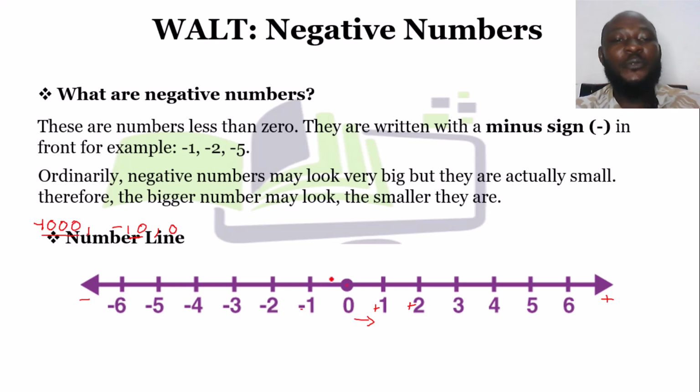So, as we move from left to right, we increase. That is, -6 is smaller than -5, and -5 is smaller than -4. -4 is smaller than 0, and 0 is smaller than 6. By implication, -1,000,000 is smaller than -2, and -2 is smaller than +6.